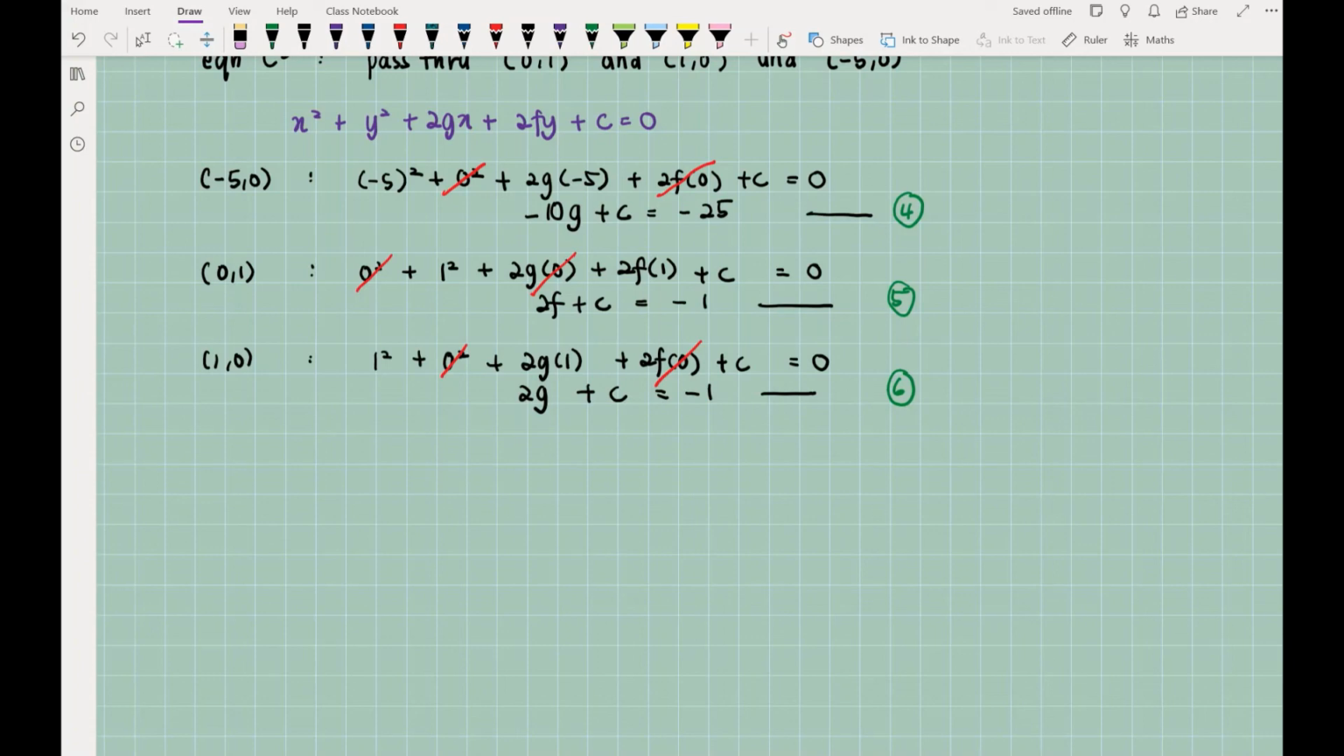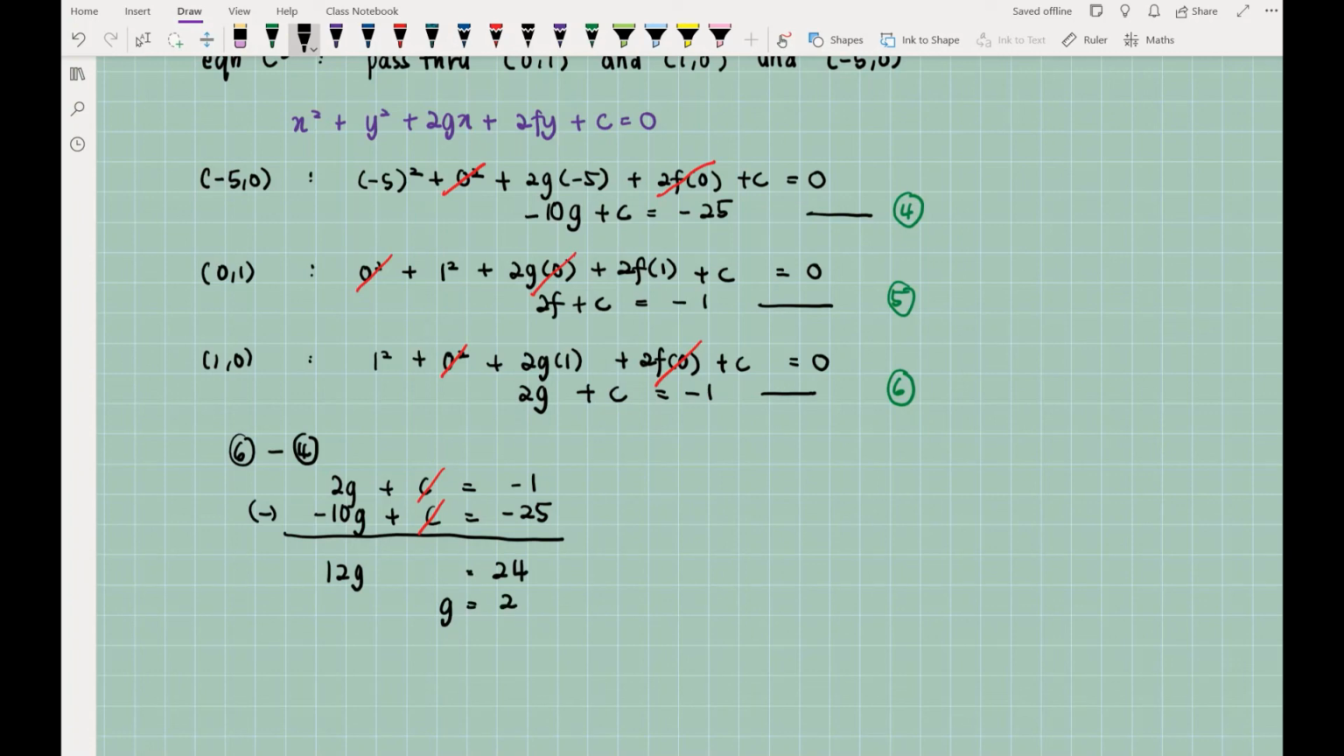So, dari sini, I'm going to take equation 6 minus equation 4. So, that will give me C dengan C akan eliminate each other since I'm going to use subtraction. And 2 tolak negatif 10 is just adding. So, 12G. Di sebelah kanan juga tambah. So, I have equal to 24. So, G is equal to 2.